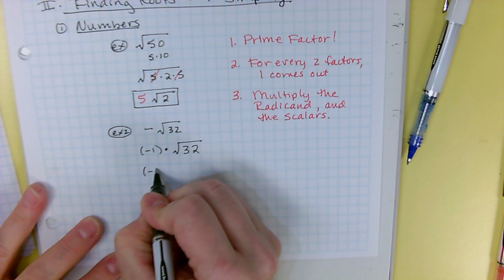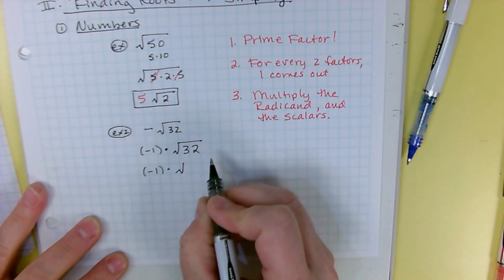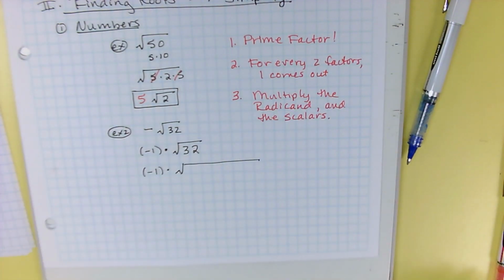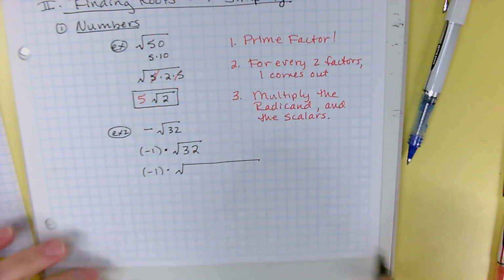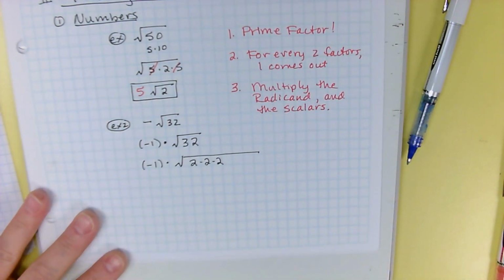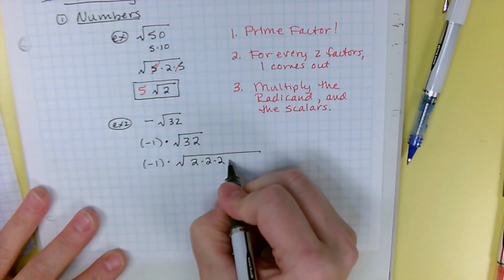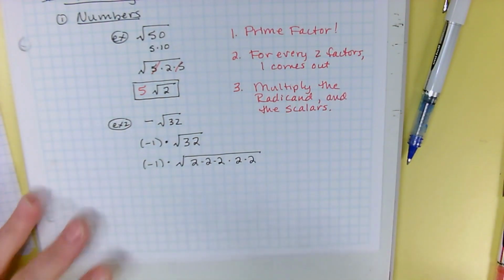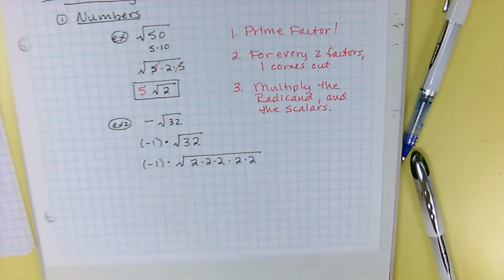Okay, so we're going to prime factor the inside. So 32 is 8 times 4. And 8 is 2 2 2. That's something you might want to just memorize. 8 is 2 2 2, and then times 4, so 2 more 2's. So that's the first step, is prime factoring.